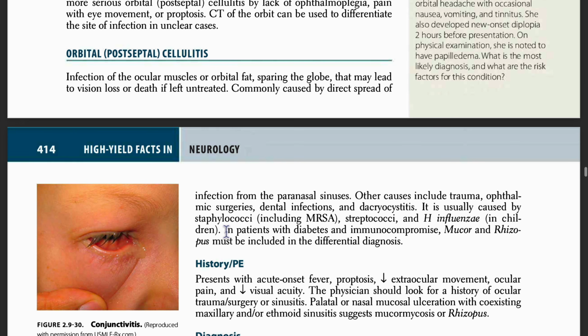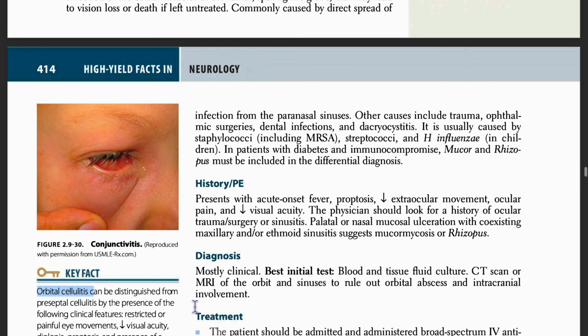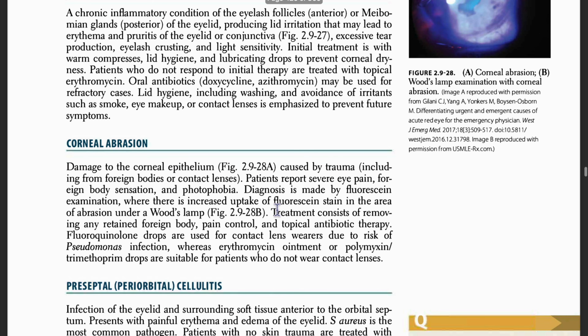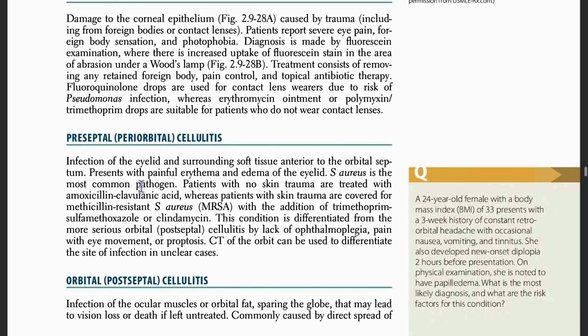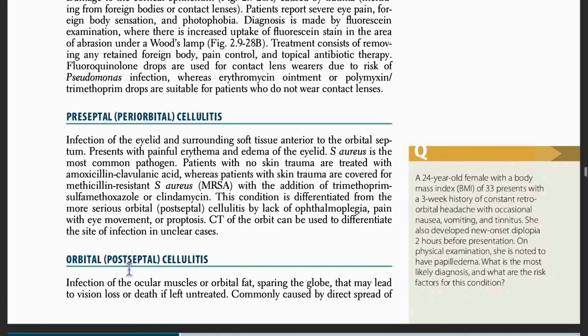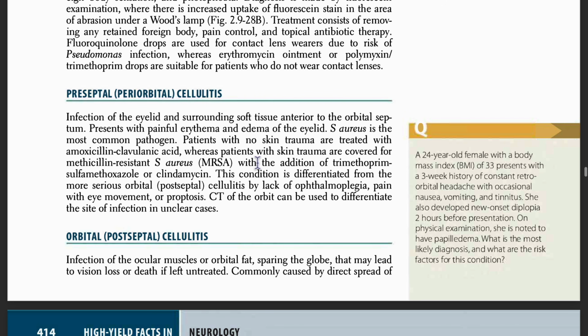If it's preseptal cellulitis, then it's going to be these things, which was painful erythema and edema of the eyelid. This condition is differentiated from the more serious orbital postseptal cellulitis by lack of ophthalmoplegia, pain with eye movement, or proptosis. Cool.